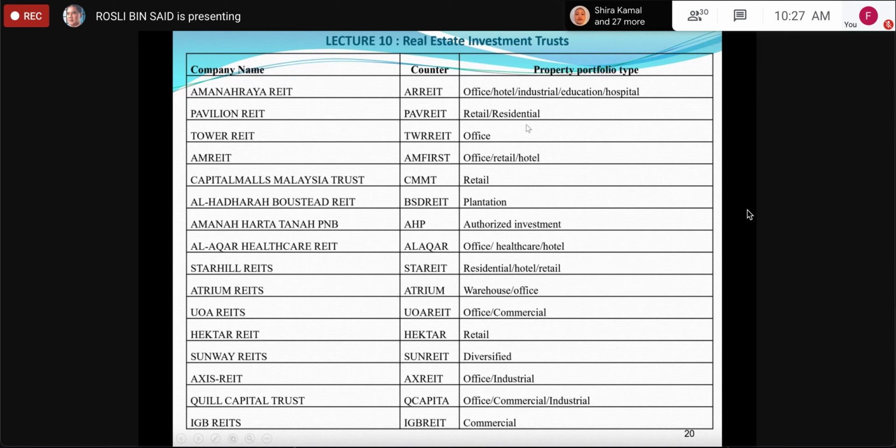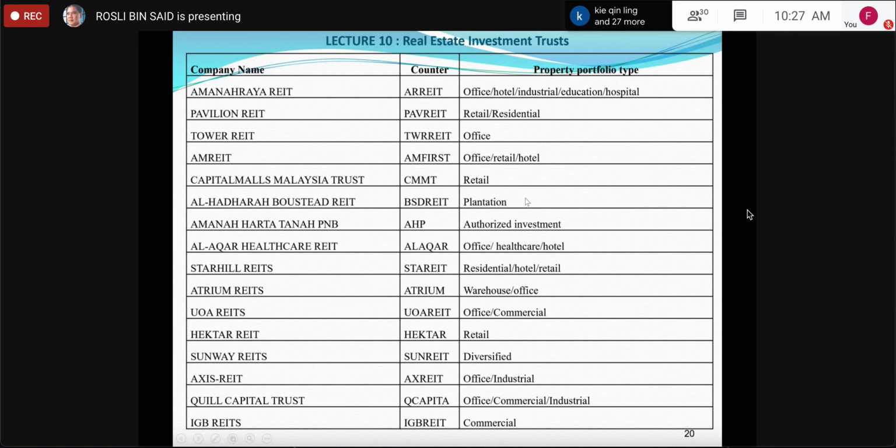Pavilion REITs, retail and residential. Tower REIT is the dangerous one, especially now, because they are only involved in office. So the office market is very down. That's why the REIT's value now is, I think, if I'm not mistaken, about 0.20-something only. And then REIT with office, retail, hotels should be good. Capital malls, retail is not that good.